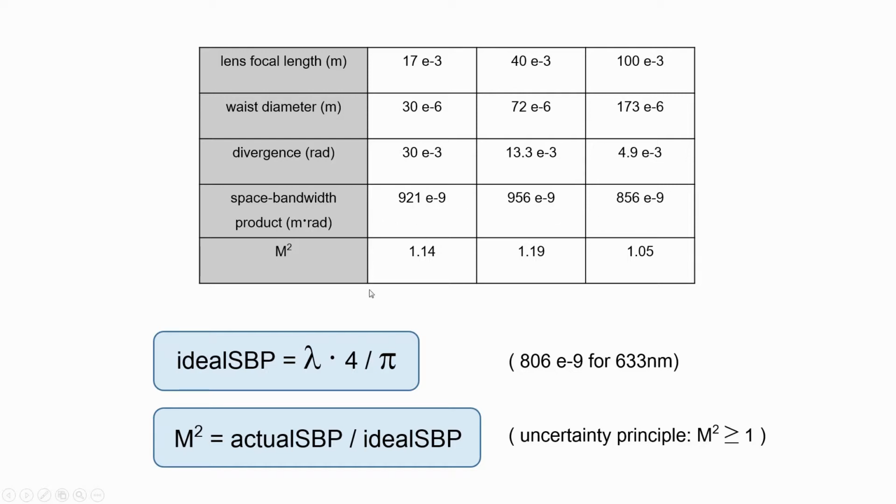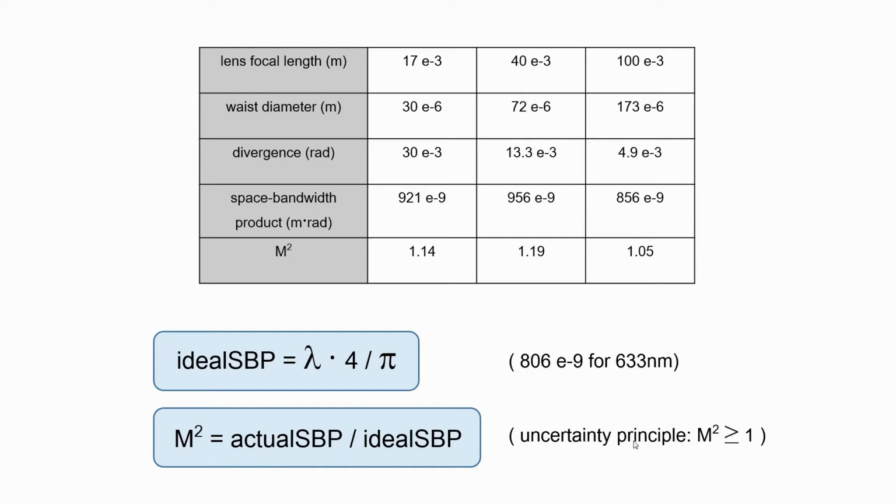Now, we characterize actual laser beams with a number that is called the M squared value. The M squared value is the actual space bandwidth product divided by the ideal space bandwidth product, where this here is the ideal space bandwidth product. So in these experiments, we got values of M squared that are a little bit over 1, and that's pretty normal. So M squared can go arbitrarily high, but it cannot go arbitrarily low.